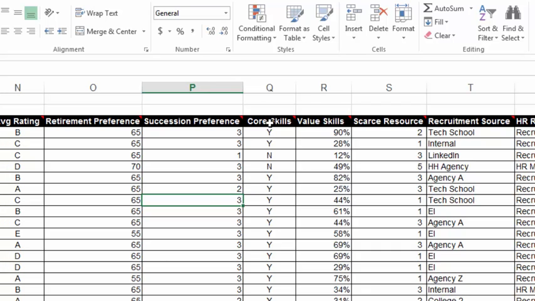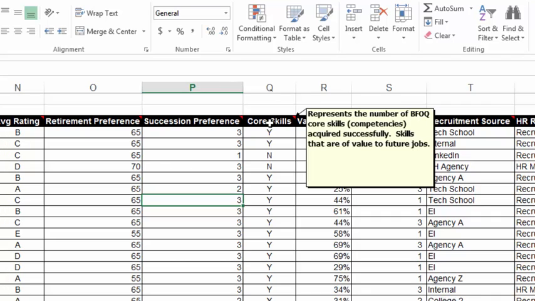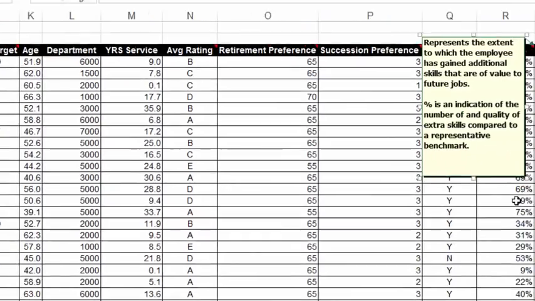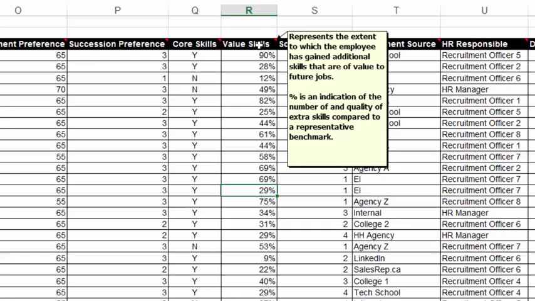Core skills. This means does the person have the minimal, the BFOR skills required to take on future jobs? So if you're a machine operator, do you have the skills to take on the next job, which is the supervisor, right? So if you're an HR manager, do you have the skills to take on the vice president of HR job? So then value skills, this is important.